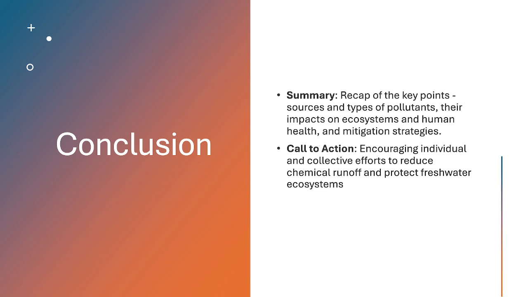In conclusion, chemical runoff has severe consequences on the freshwater ecosystems, affecting aquatic life, biodiversity, and human health. By understanding the sources and impacts of these pollutants and implementing effective mitigation strategies, we can protect our freshwater resources. It's a collective effort that requires action from individuals, communities, industries, and governments.